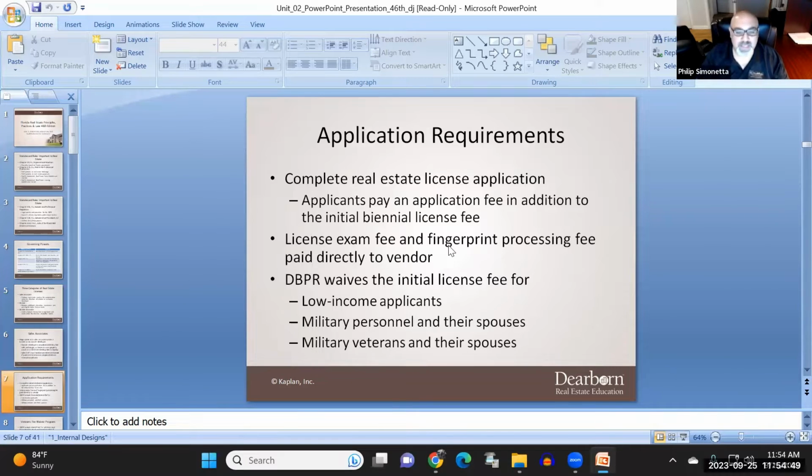So let's look at the application requirements. I'm going to go pretty quickly over this because you guys already applied. You already did this.